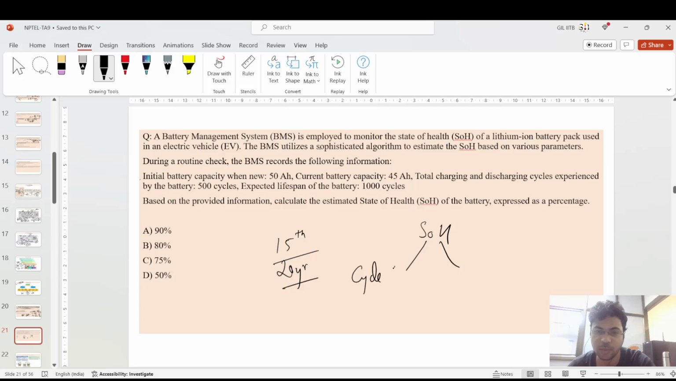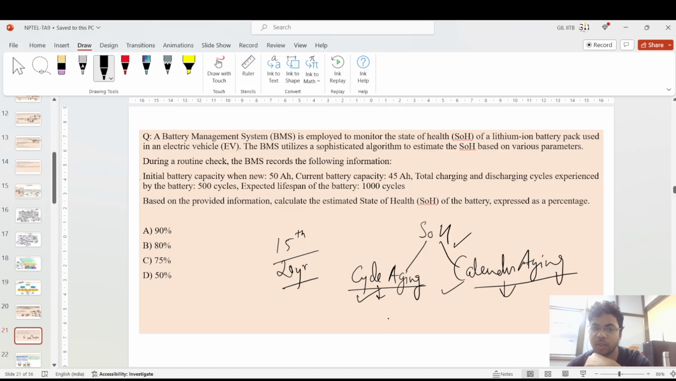Okay, same. There are two concepts. SOH is actually the combination of two life cycles. First is cycle aging, second is calendar aging. Calendar aging is such that when you place your battery idle, not doing any charging or discharging, after a few years it will degrade to some percentage. Cycle aging is such that when you charge and discharge the battery for your purpose, it will degrade from that. Both factors are responsible for the SOH.